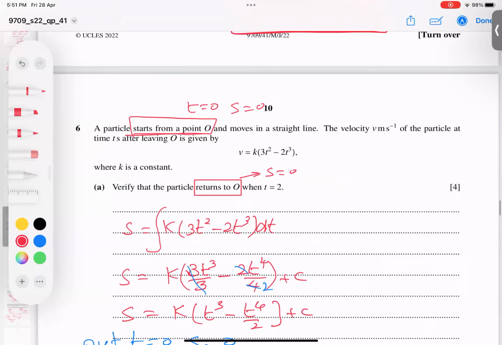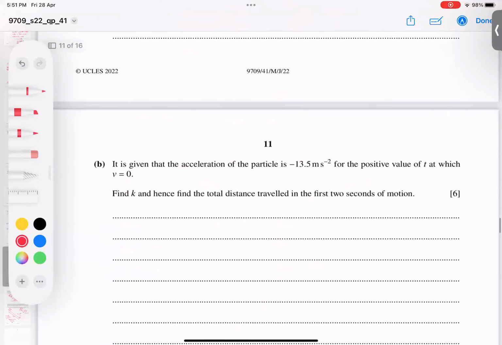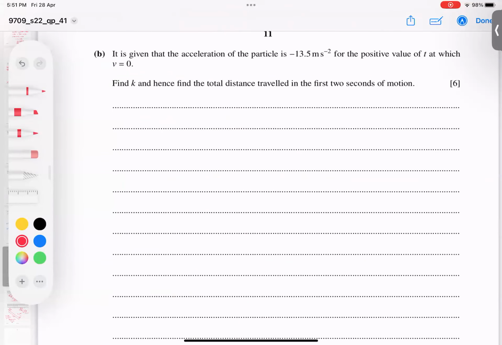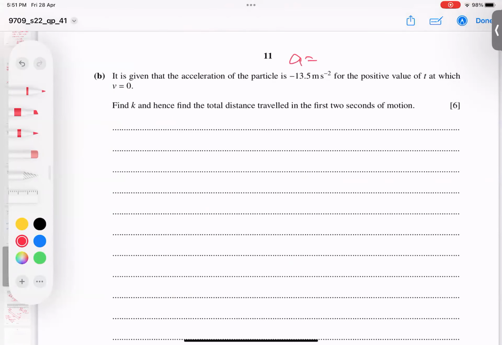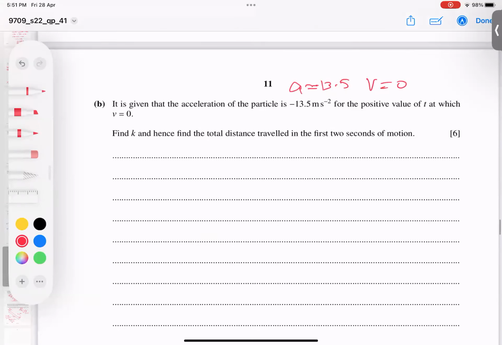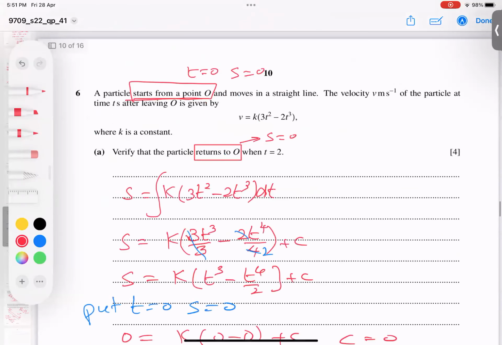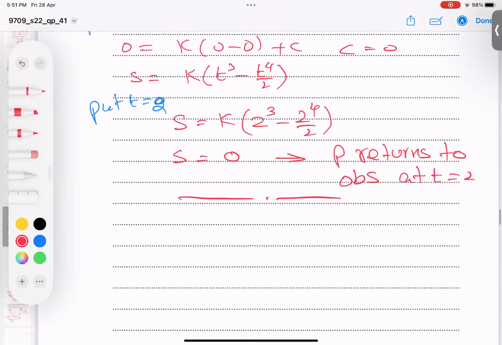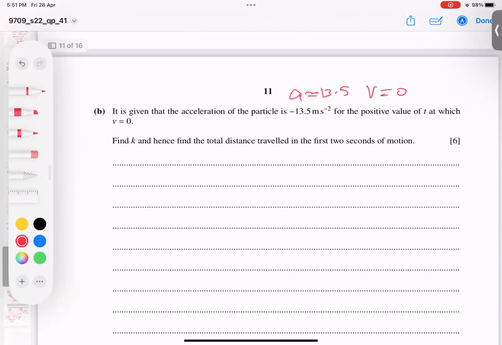Alhamdulillah, clear. Now the next part is asking, it is given that acceleration equals negative 13.5 at the positive time when velocity is 0. So first of all, I'm copying this expression here. Job number 1, first of all, the K value.